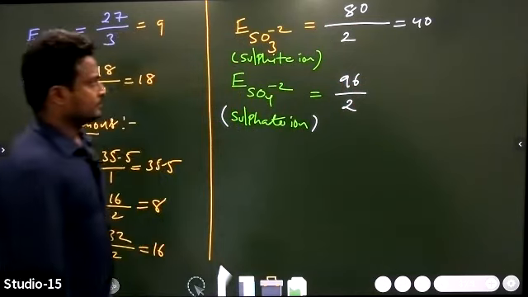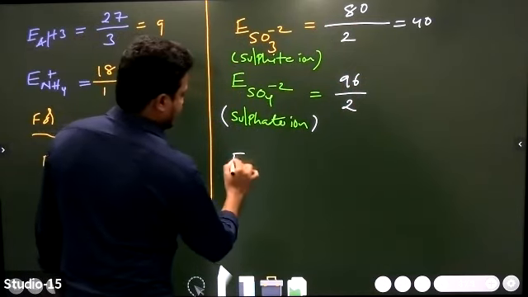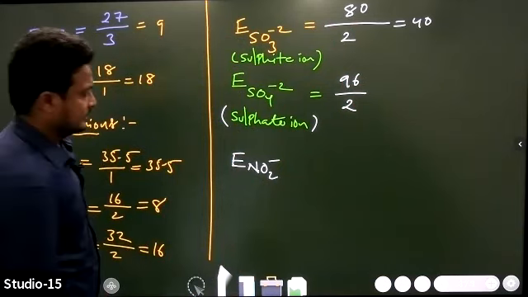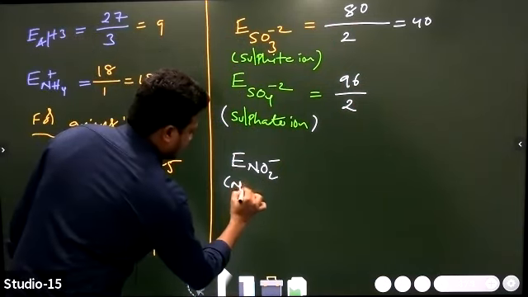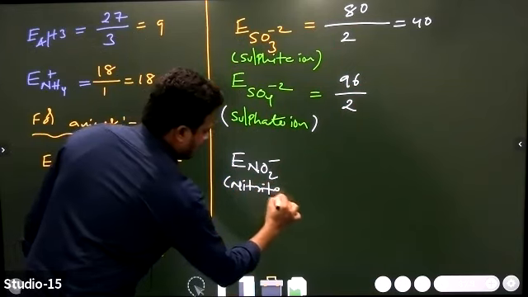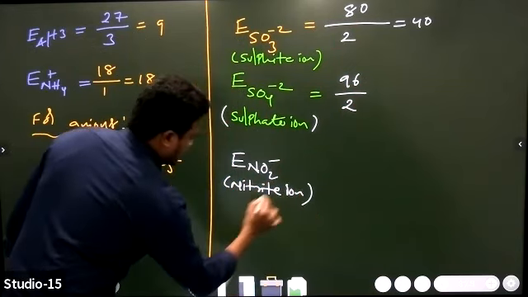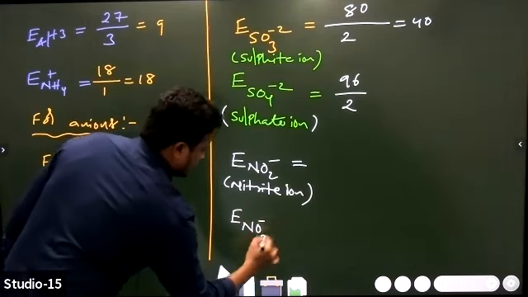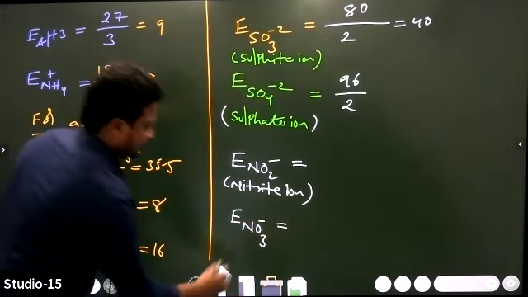96 by 2. What about the equivalent weight of nitrite ion? NO2 minus is called nitrite. NO3 minus is called nitrate ion.